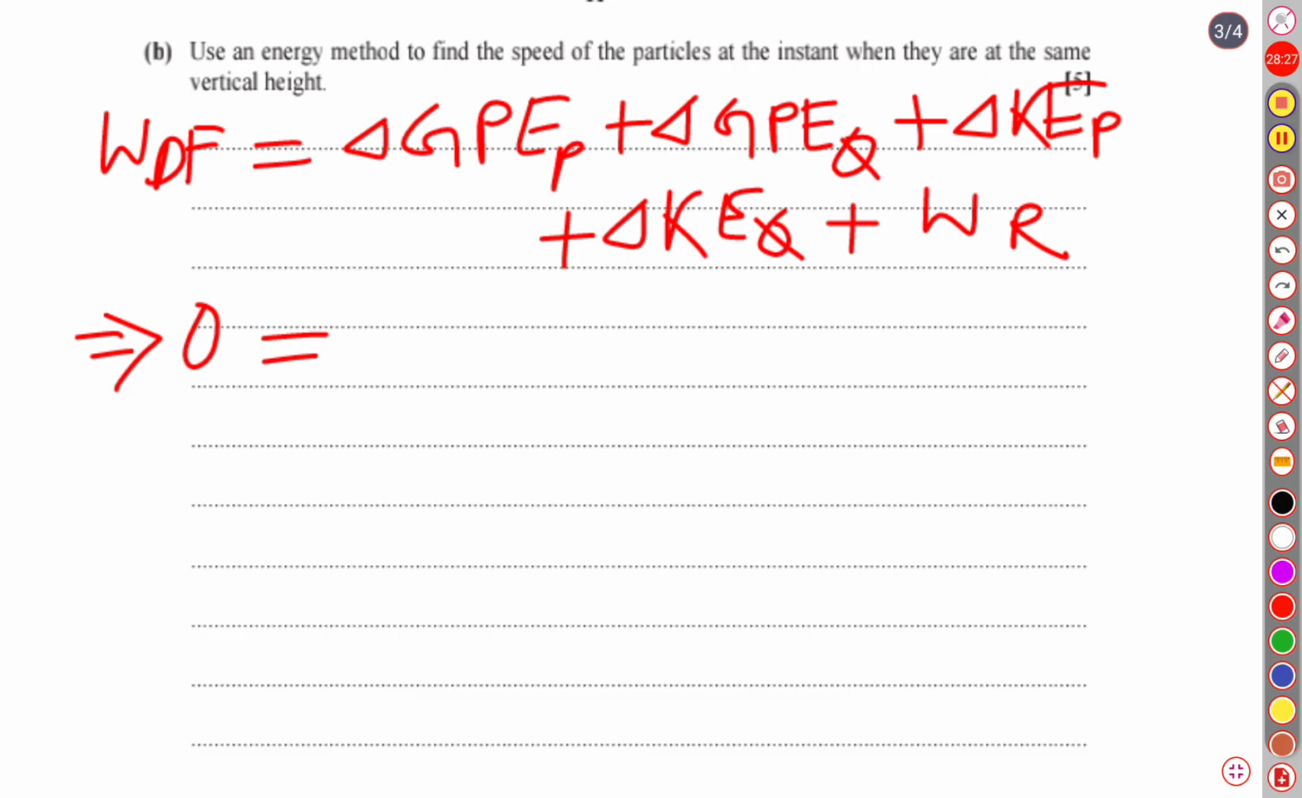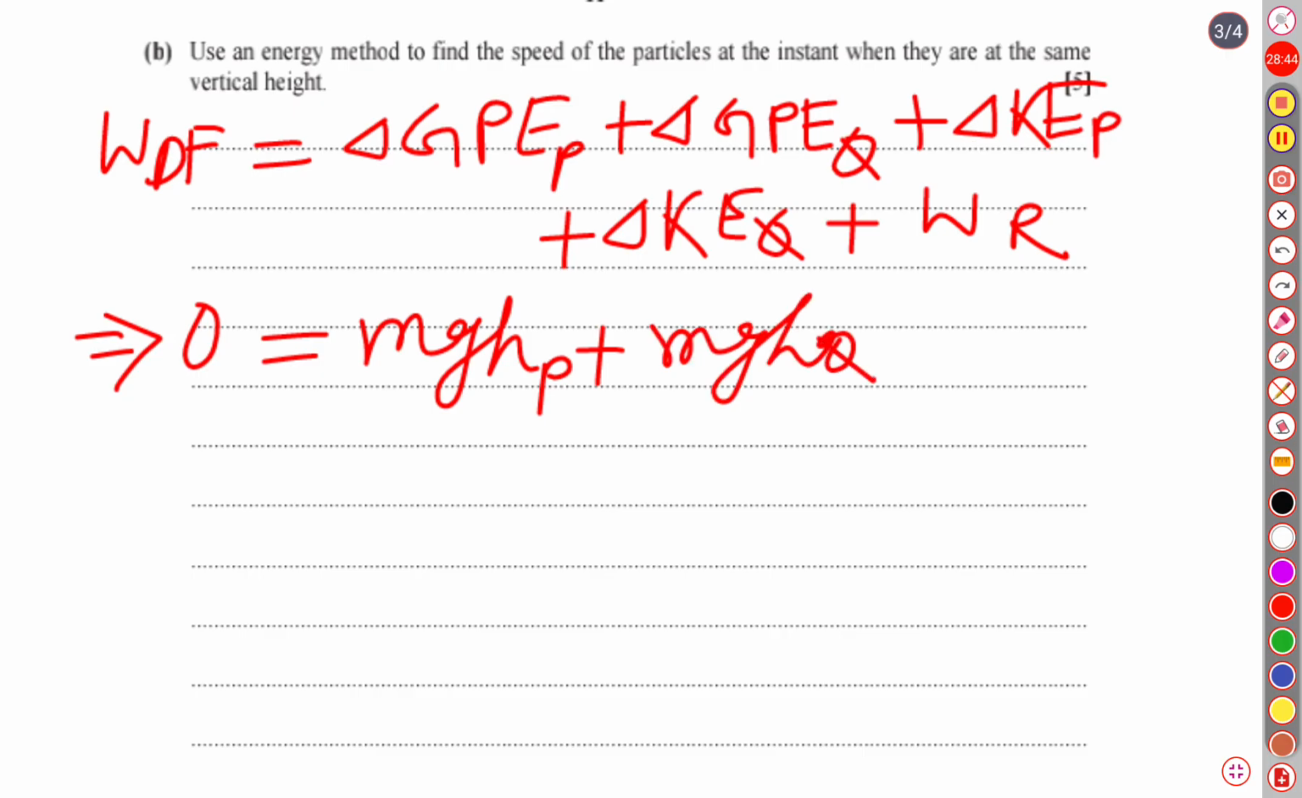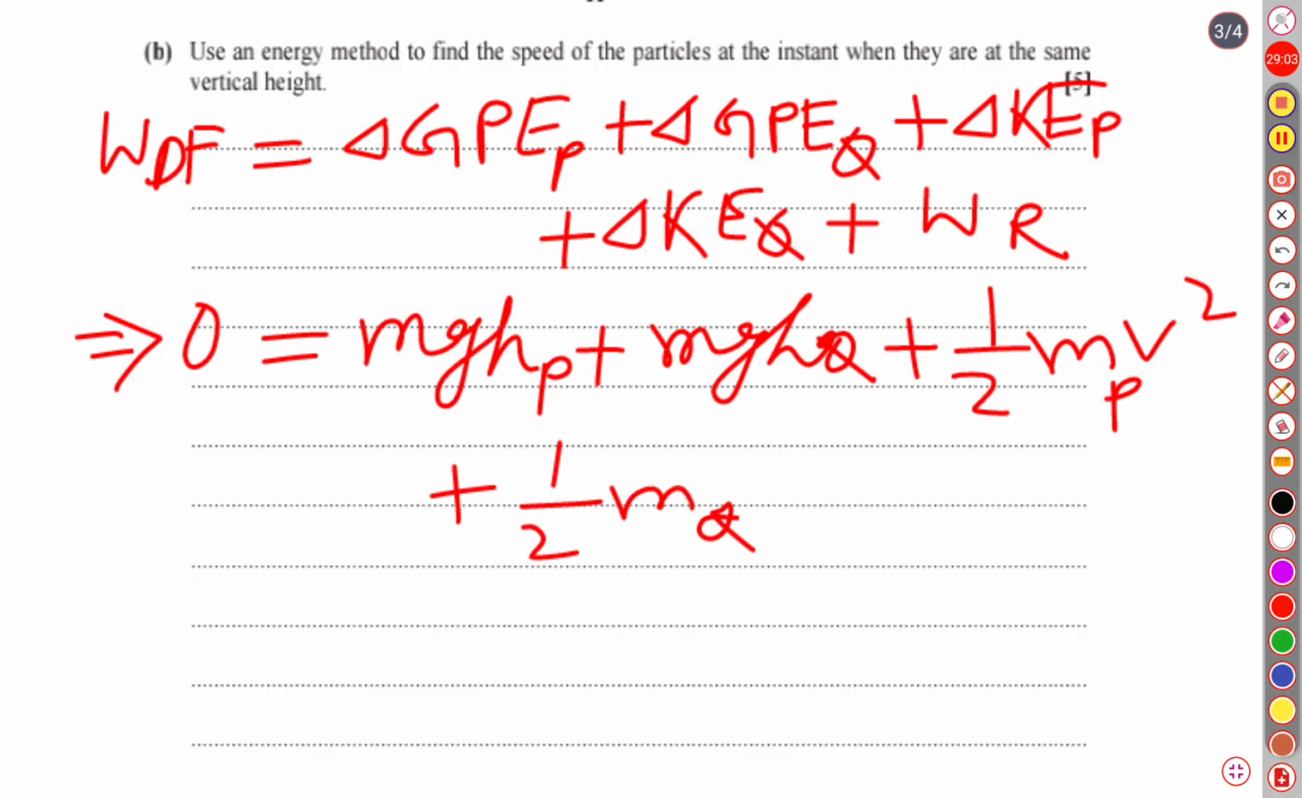Then change in GPE is for P, so mgh, plus mgh for Q. Then plus half m v square, change in kinetic energy, the formula is half m v square plus half m, this m is actually for P, and this is the mass of Q, v square, plus work done by resistance force. Now let's see what are the resistance forces.